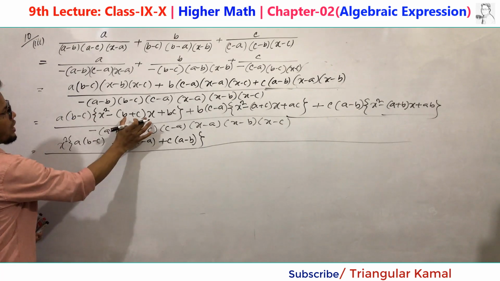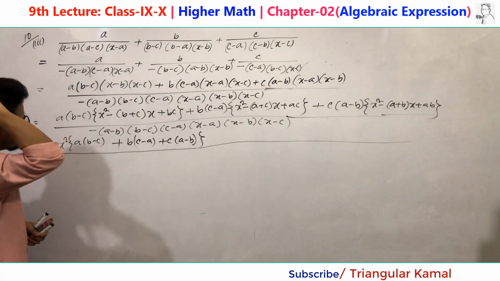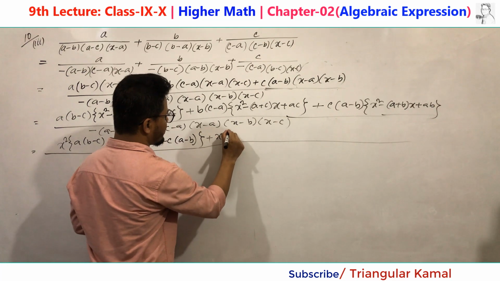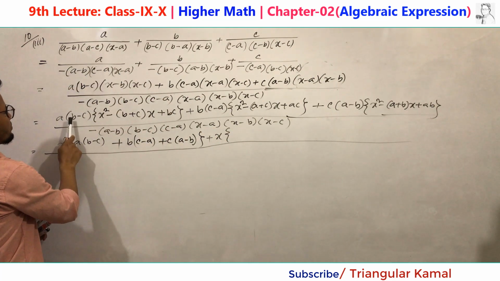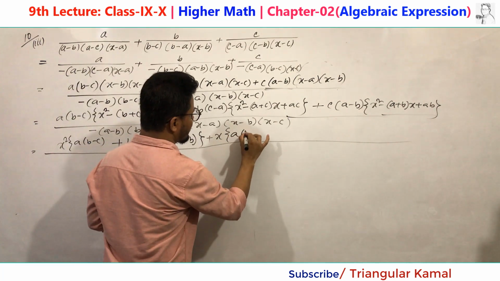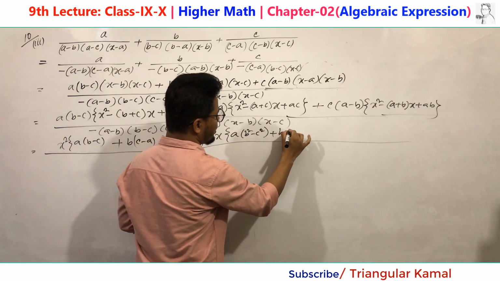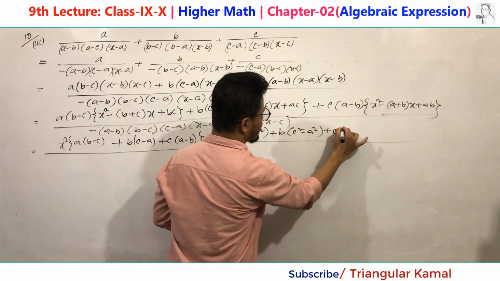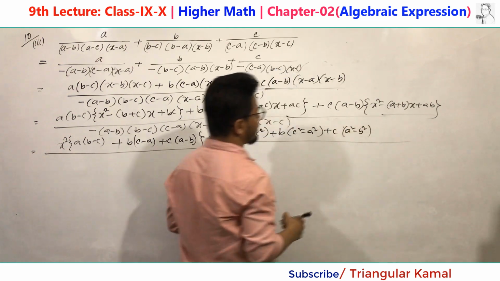Now taking this one multiply x with this one, taking common plus x, and in the second bracket, a multiply with b minus c, b plus c. So a multiply with b square minus c square. Then the second part will give b multiply with c square minus a square. Then c multiply with a square minus b square.